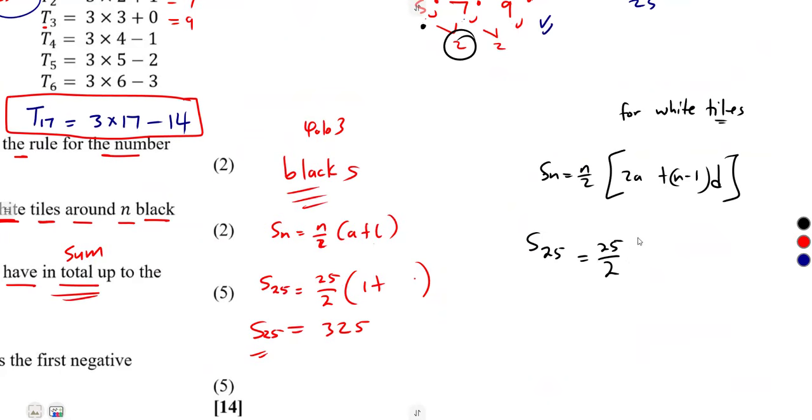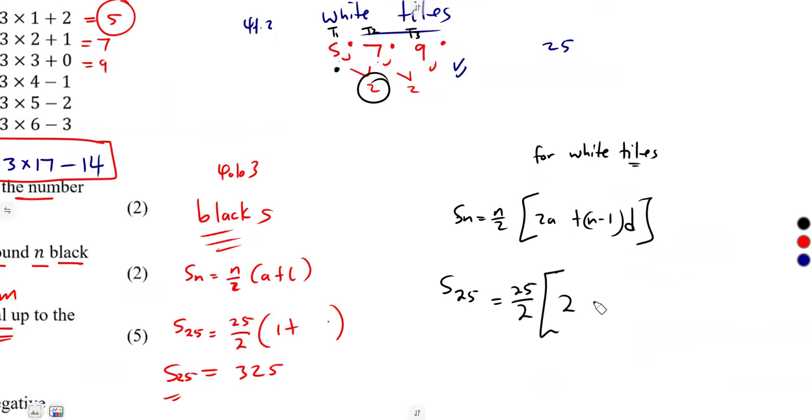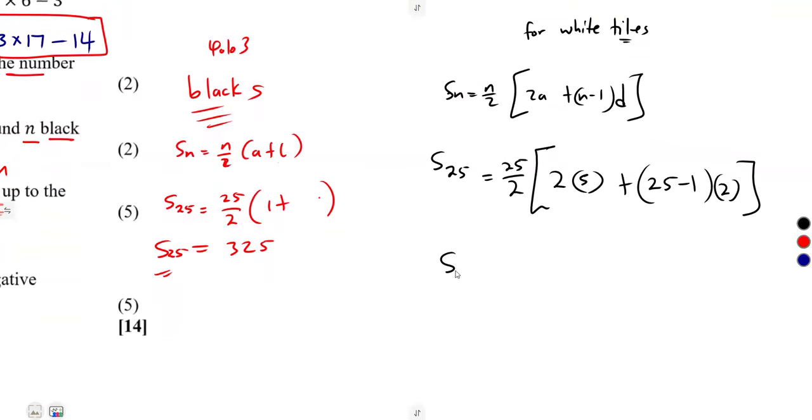And that's 25 over 2 into 2 times A. For the white tiles, our A is 5, plus n, 25 again, minus 1 times D. The constant difference there is 2. So that is what you're going to have for the white tiles. So be very careful about that 25 because it is the same pattern. It is the same block that has black and also white. The blacks are found from those 25 that are being counted, the same as the white from each block, first, second, up to 25 of them. Then we can simply combine our answers.